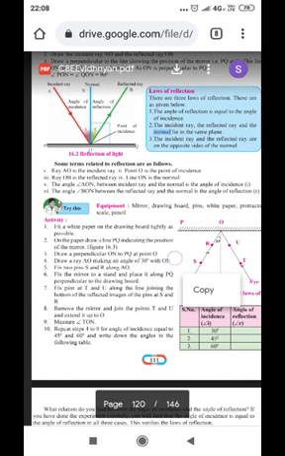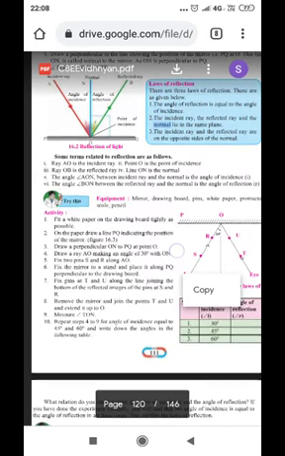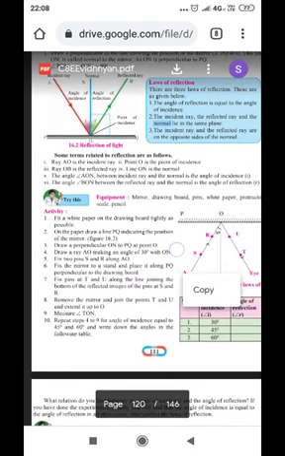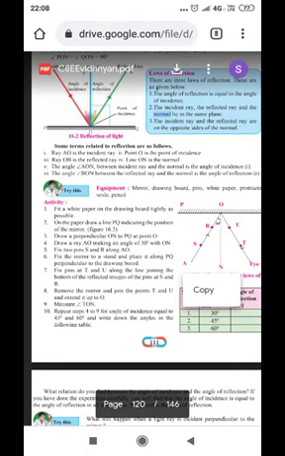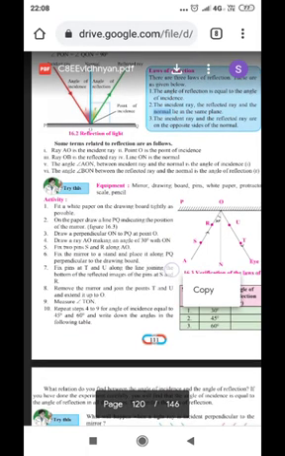Now, as per the diagram in front of us, certain laws have been stated. What are these laws? There are three laws of reflection. These are as given below. First law: the angle of reflection is equal to the angle of incidence. That is, i equals r.